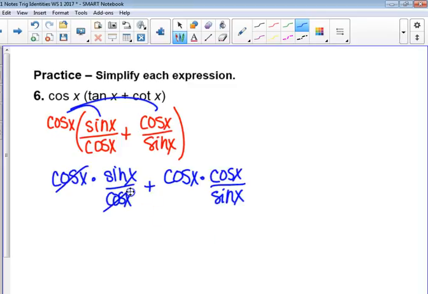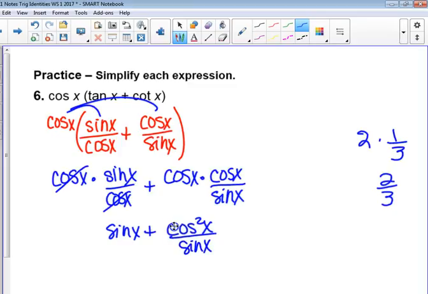Okay, this one, I just get a sine x. And it only multiplies to the numerator. Somewhere earlier today, people were saying, well, why doesn't it go on the denominator too? When you multiply 2 times 1/3, you just get 2/3, right? It just goes to the numerator. So we get cosine squared over sine. Can we cancel the sines? No, that's a plus, not a times.